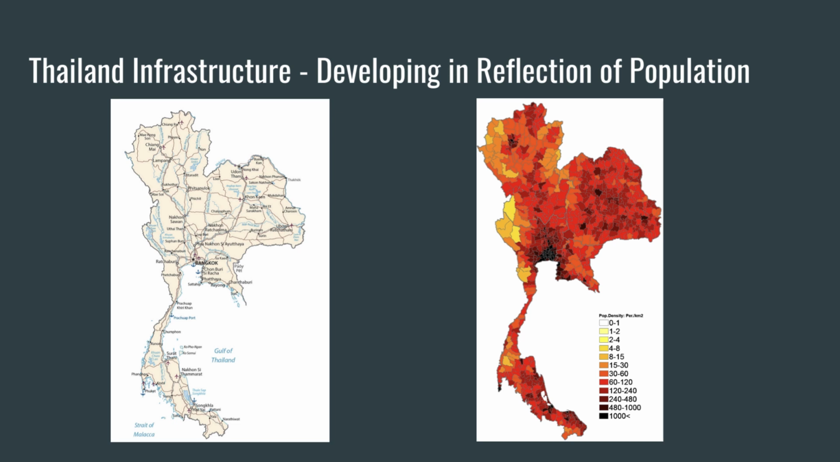When we look at Thailand's infrastructure, we note that it's developing as a reflection of the population, with more infrastructure development occurring in areas of higher population density. However, as previously discussed, as the population is overall aging, the expectation for continued development is less so than it has been in the past.